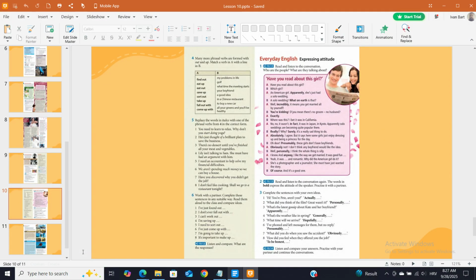6. Work with a partner. Complete these sentences in any suitable way. Read them aloud to the class and compare ideas. 1. I've just found out.